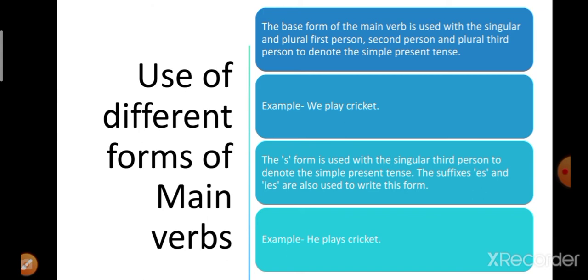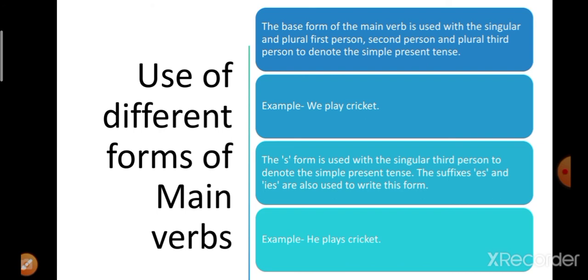So here this point says that the base form of the main verb is used with the singular and plural first person. Okay, base form will be used with what? Singular and plural first person, second person and plural third person. Base forms of the verb will be used. You have to remember all these things. And what does this denote? This will denote the simple present tense.